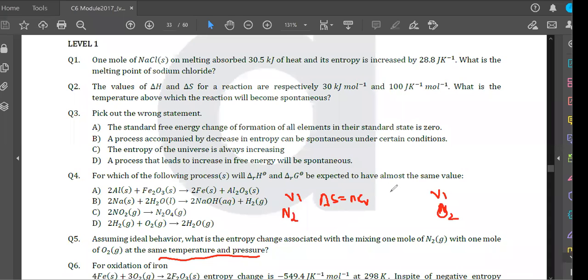ΔS = nCv ln(T2/T1) + nR ln(V2/V1). Yes or no? Tell me, everyone. Yes, very good. Now, since temperature is constant, this term will be 0.